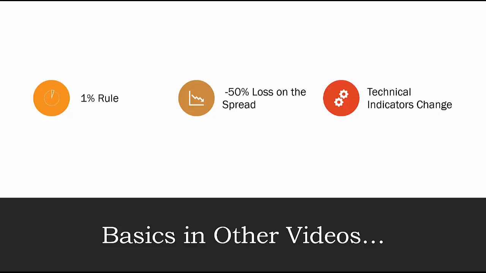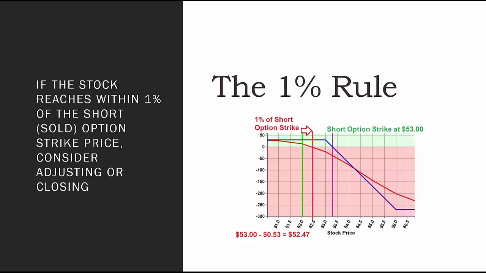And of course, we look to close any position if we hit 50% of the maximum loss on the spread. The 1% rule. So this is simply taking a look at the short option strike price of the bull put credit or the bear call credit spread. If the stock reaches within 1% of the sold option strike price, for a bear call, that would be 1% below the sold option. For a bull put, that would be 1% above the sold option strike price. Consider adjusting or closing the position.